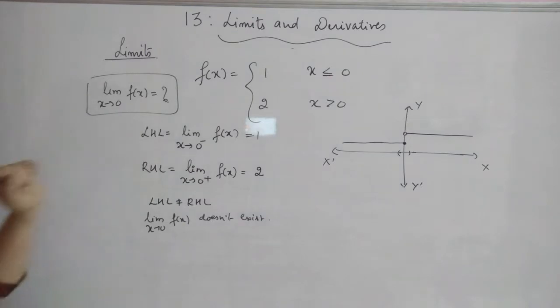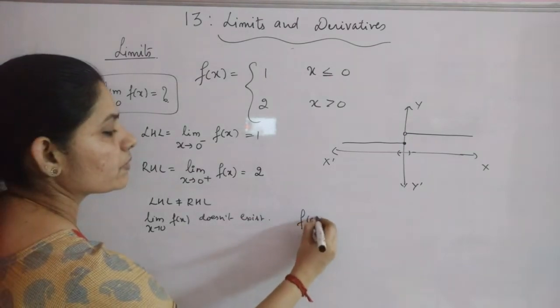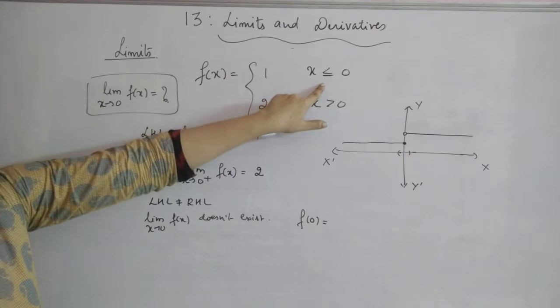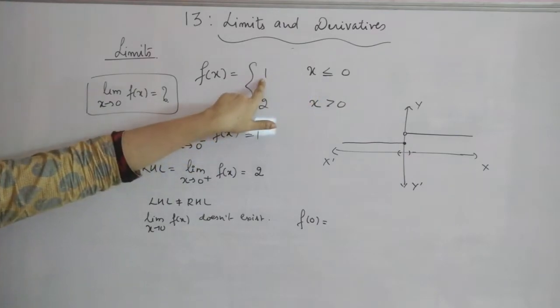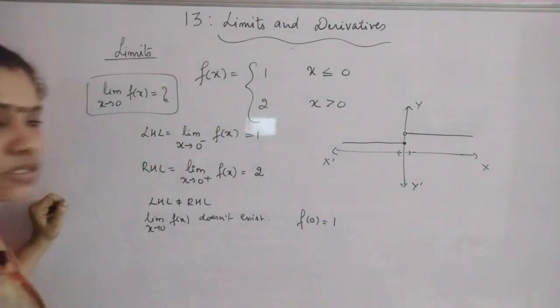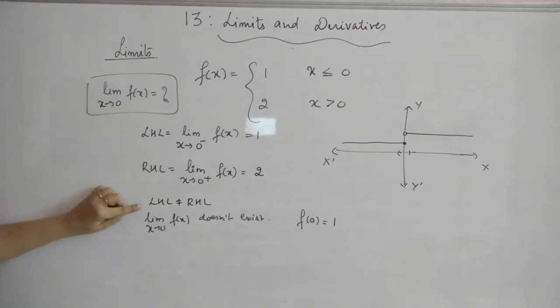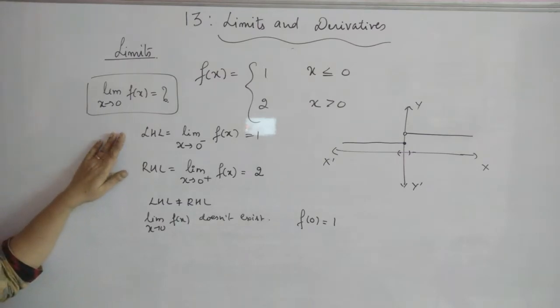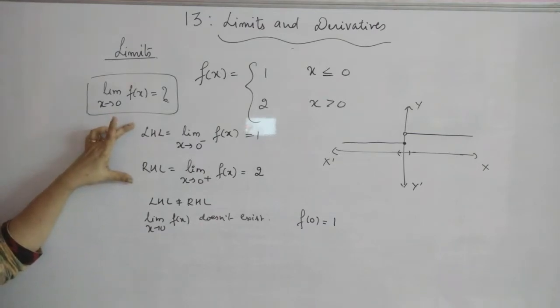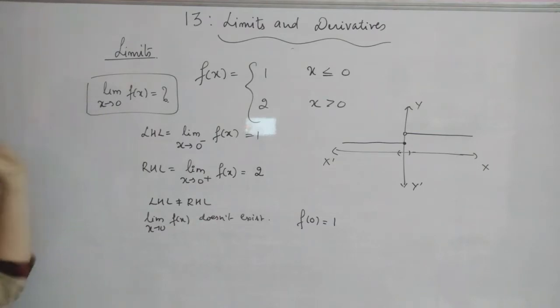Even if you can see that f of 0 is defined here. f of 0 means what? When x is 0, what is the function value? It is 1 only, right? So f of 0 is defined. Still, since the left hand limit is not equal to right hand limit, we can say that the limit of the function does not exist. So now you can see the importance of finding out the left hand limit and right hand limit separately instead of just replacing the value directly and finding out.